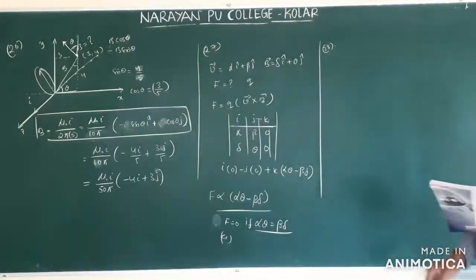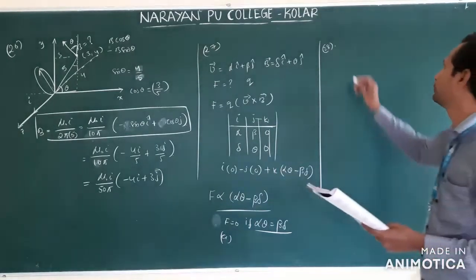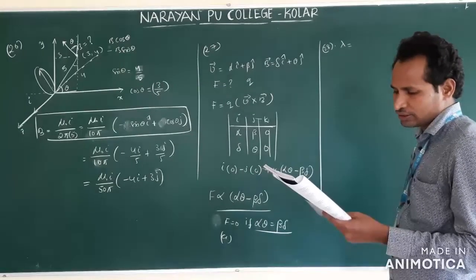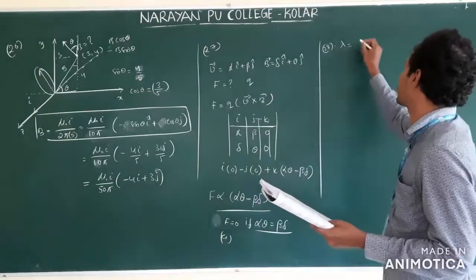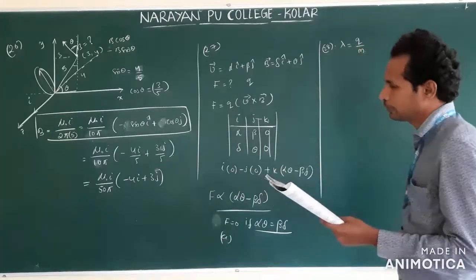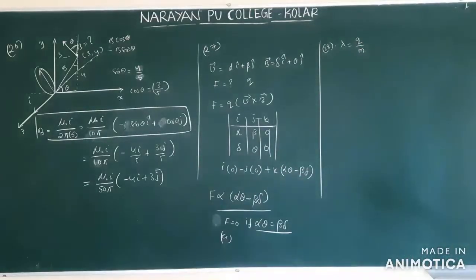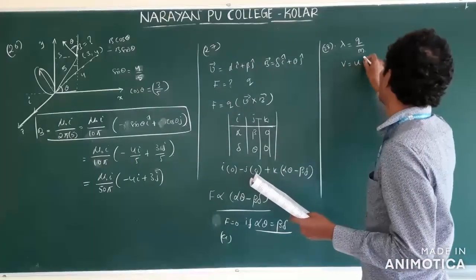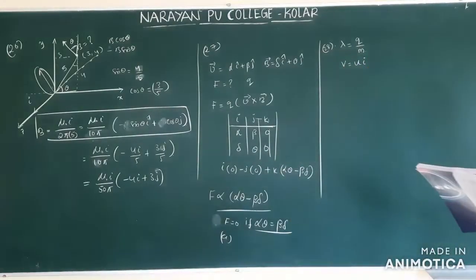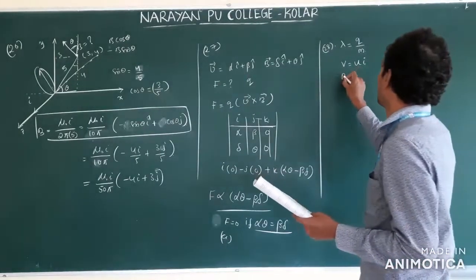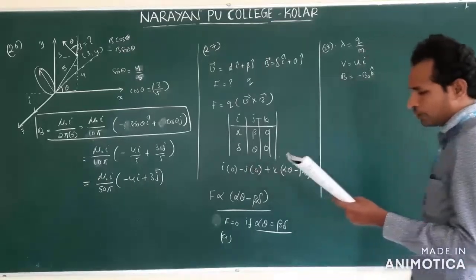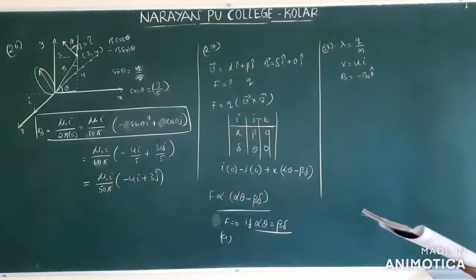A particle having a charge per unit mass lambda, which is Q by M, is released at t equal to 0 from the origin with the initial velocity v equal to u i cap in a uniform magnetic field B equal to minus B naught k cap. The velocity of the particle after time t?